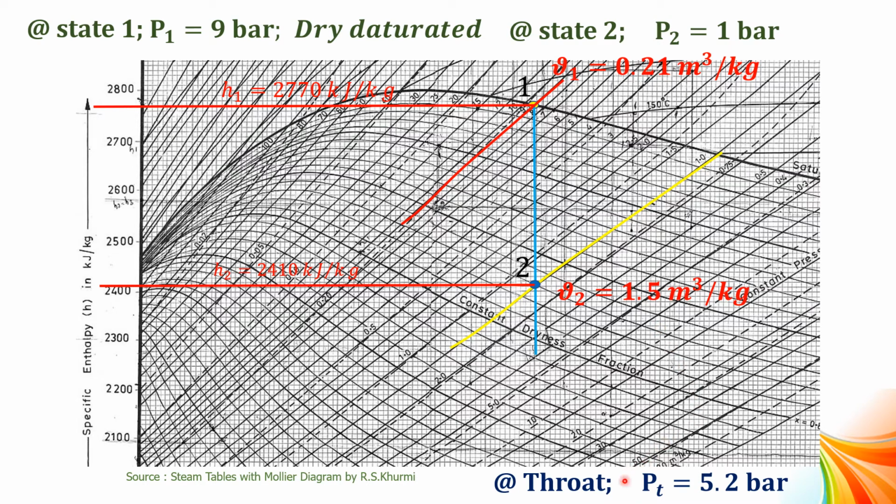Now we have calculated the value of throat pressure PT equal to 5.2 bar. So mark the 5.2 bar pressure line on the Molière diagram, and the 5.2 bar line and the vertical line drawn from point 1 are intersecting at this point. So mark this point as T. Now measure the specific enthalpy at point T. HT equal to 2665 kilojoule per kilogram. Also we have to measure the corresponding specific volume at this point T. Vt equal to 0.35 meter cube per kilogram.